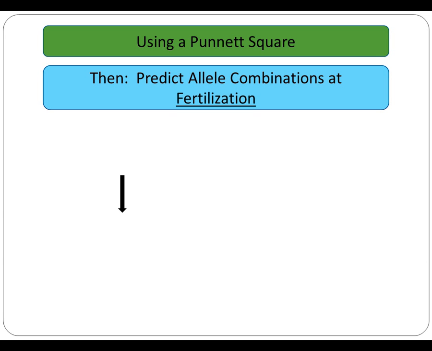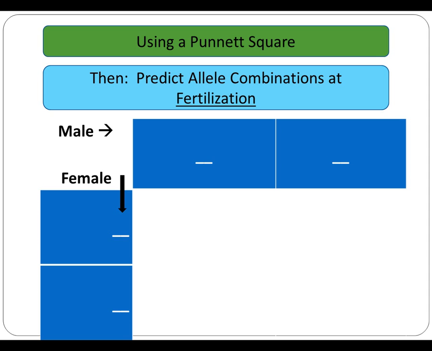So we're going to predict the allele combinations at fertilization. We're going to create a baby, or potential babies, based on the sperm combinations of the father and the egg combinations of the mother, where we have 4 possibilities of gamete formation. Well, let's just create a male.